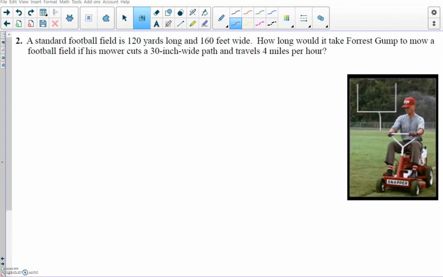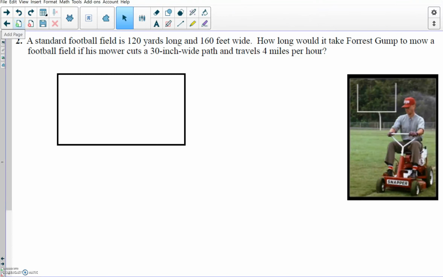It says the standard football field is 120 yards long and 160 feet wide. How long would it take Forrest Gump to mow a football field if his mower cuts a 30-inch wide path and travels 4 miles per hour? So again, the first time I read through a problem, I'm just trying to get a sense of what information is being given, what sort of situation we have happening, so I can start understanding the problem and diagramming out what's going on.